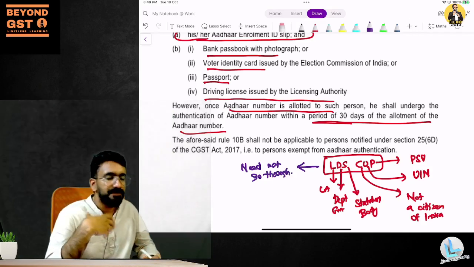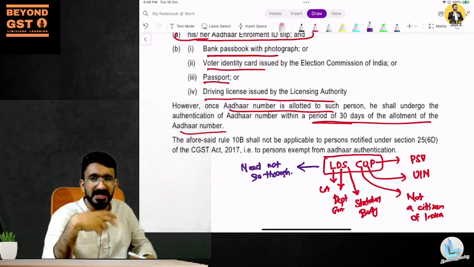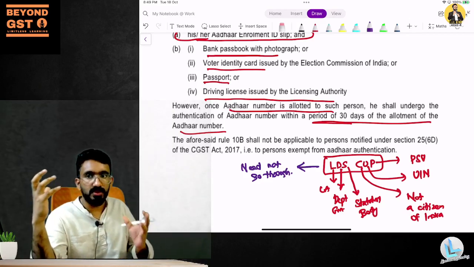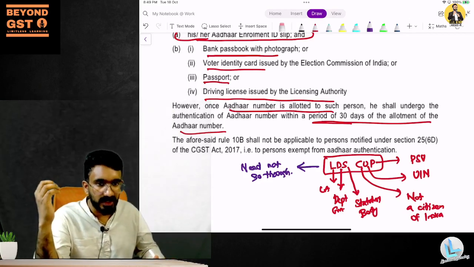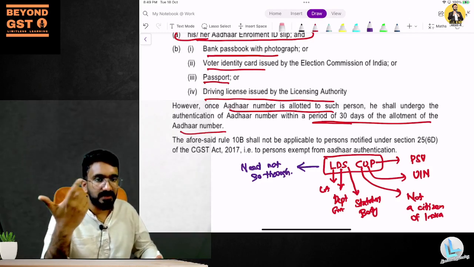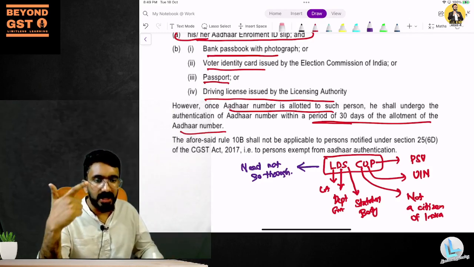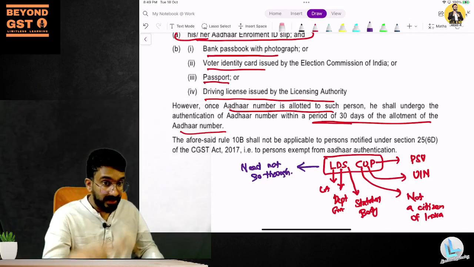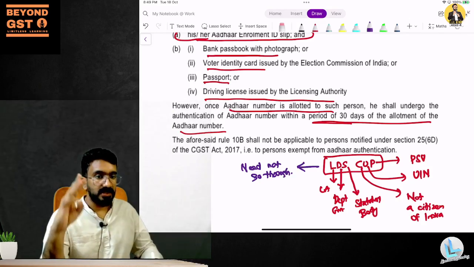It's all theory. Chances of you being tested on all of this is less. But since there are amendments, I'm just saying that you should be careful about these as well. So I'll repeat again. LDS Cup means local authority, Department of Government, statutory body, not a citizen. C stands for not a citizen of India. They'll not have an Aadhar.